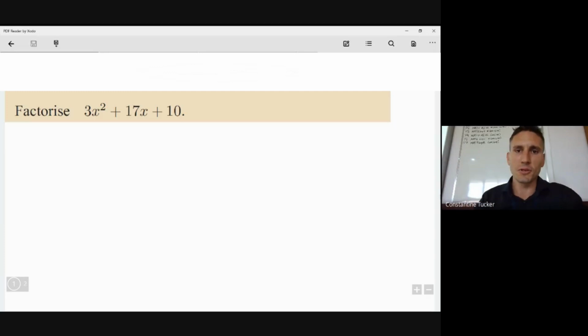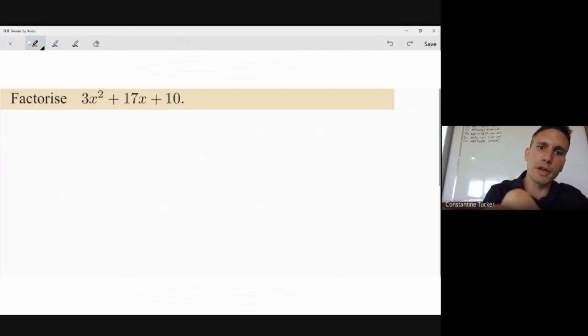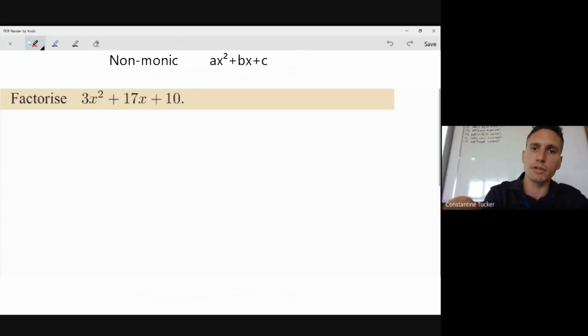And today we are talking about factorizing non-monic quadratics. This is called non-monic because the number in front of x squared is not 1. If it's 1, it's called monic. If it's not 1, it means that basically you have ax squared plus bx plus c with a not equal to 1, and this kind of complicates things. In this case, a is equal to 3.